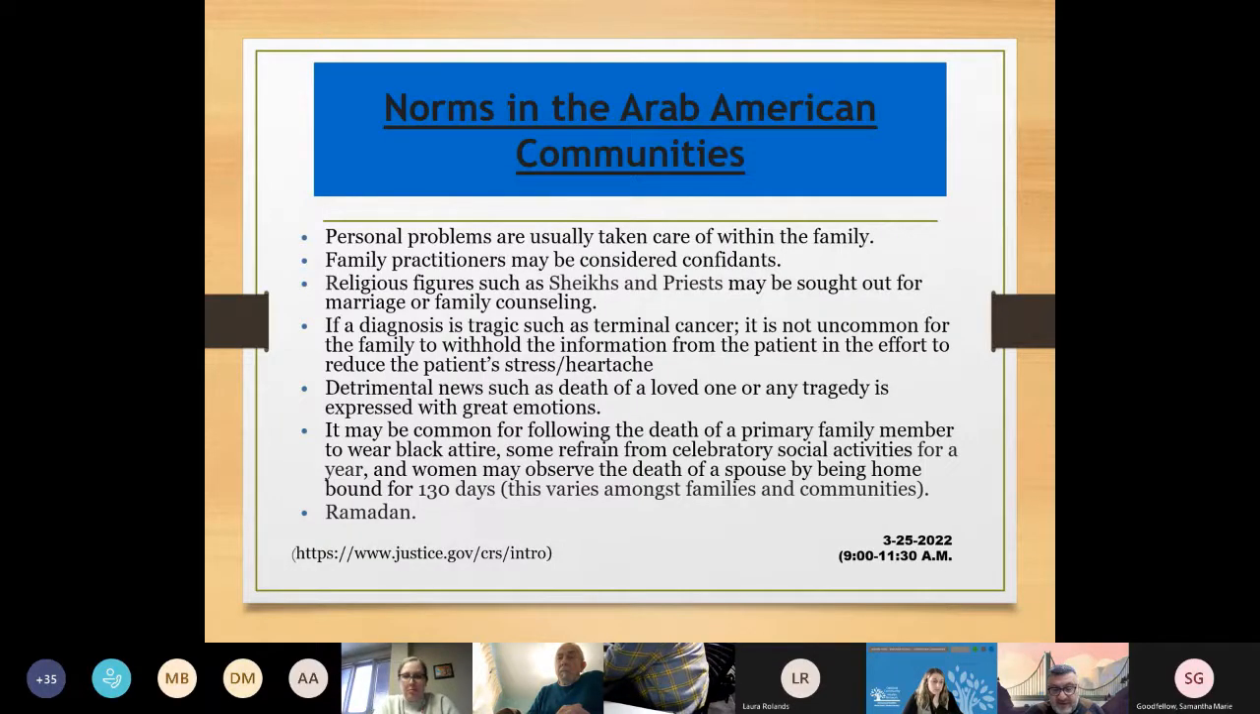Norms in the Arab American communities. I'm going to leave that for you to read. It's very easy to read. Let's go to the next slide.